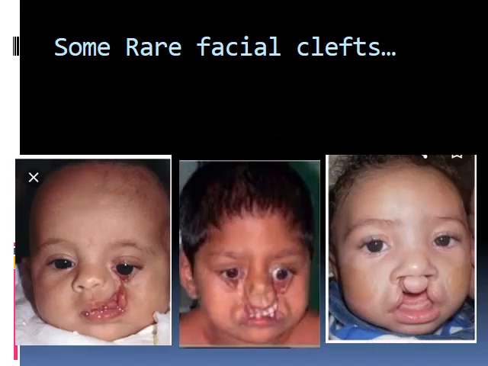These are some of the rare facial clefts. First picture is oblique facial cleft, second is also bilateral oblique facial cleft, and the third picture is bilateral cleft lip, cleft upper lip. Cleft lower lip is a very rare anomaly, but there are some cases which have been found.